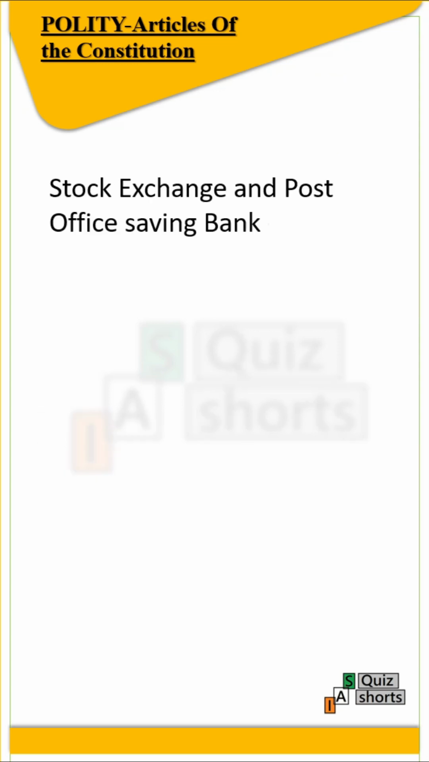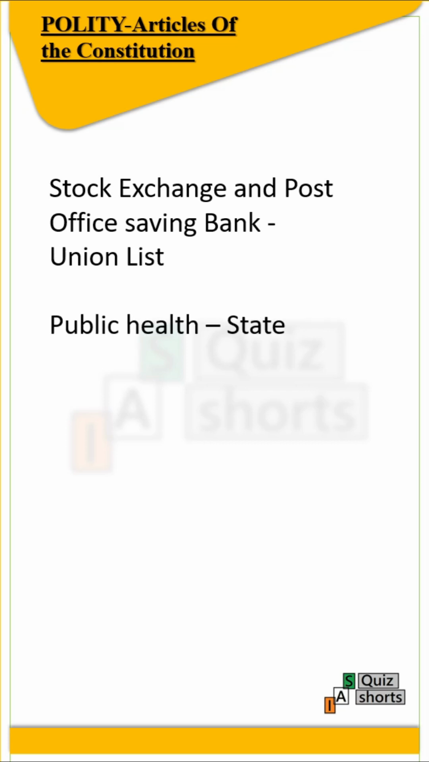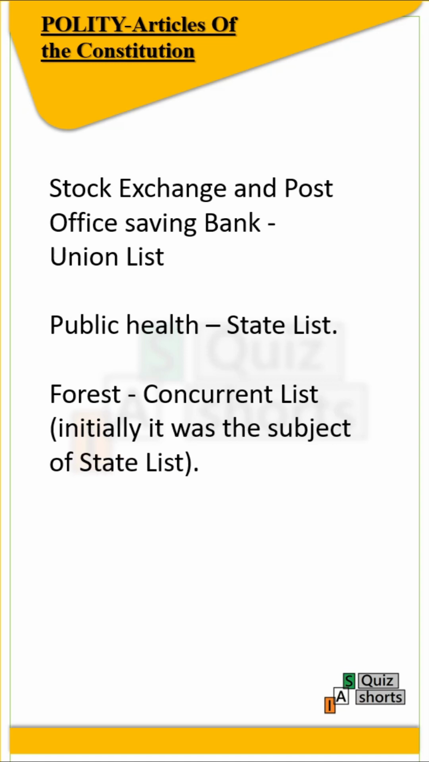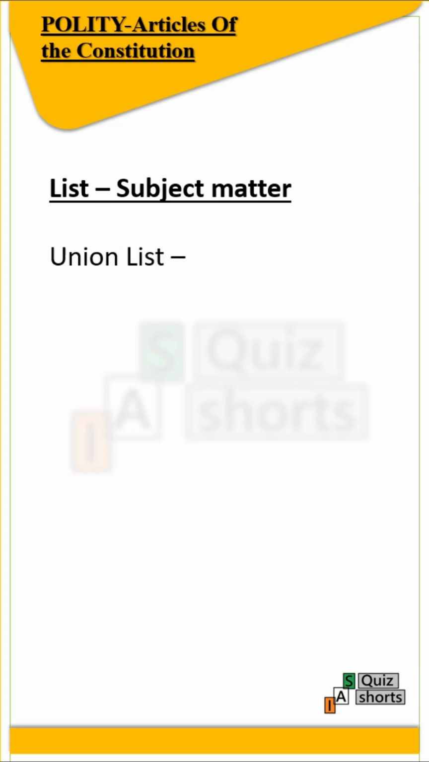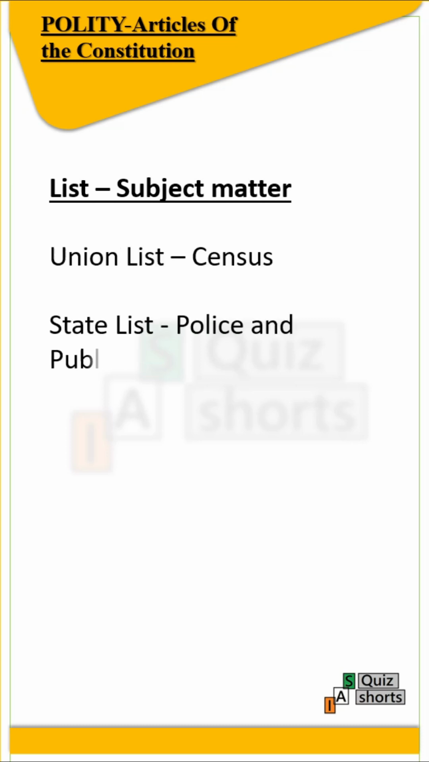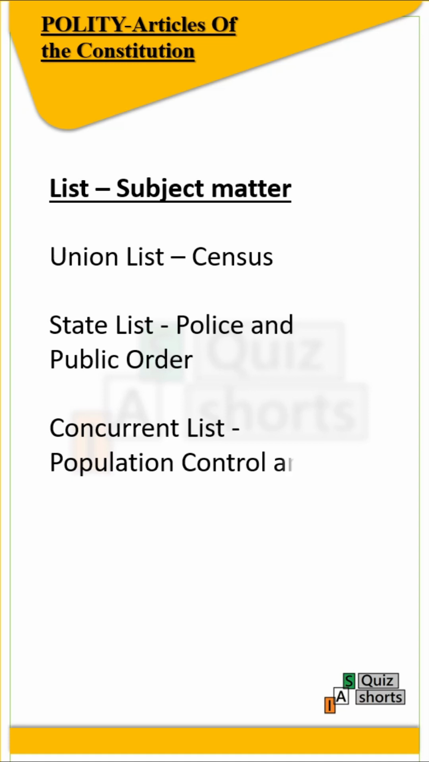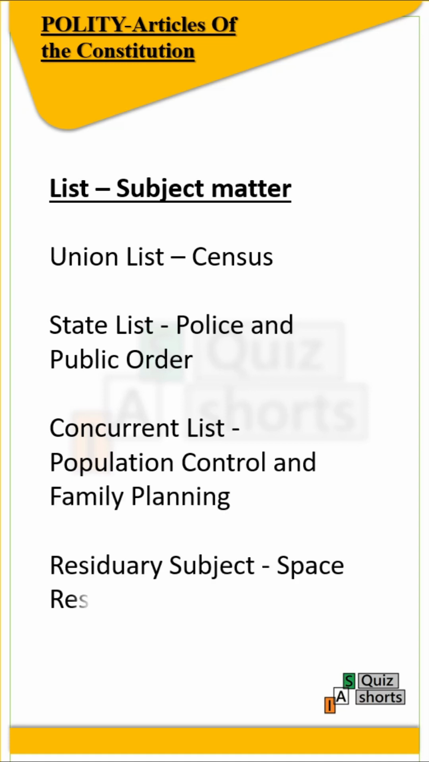Stock exchange and post office saving bank is in union list. Public health is in state list. Forest is in concurrent list. Initially it was the subject of state list. Census is in union list. Police and public order is in state list. Population control and family planning is in concurrent list. Space research is in residuary list.